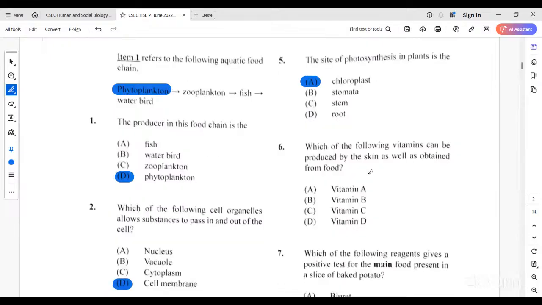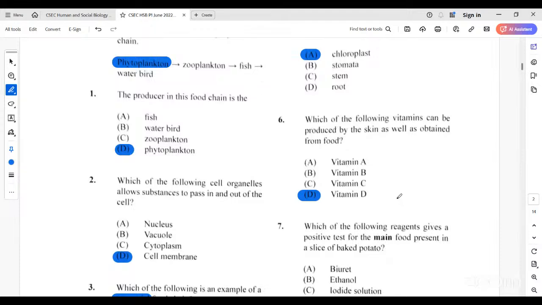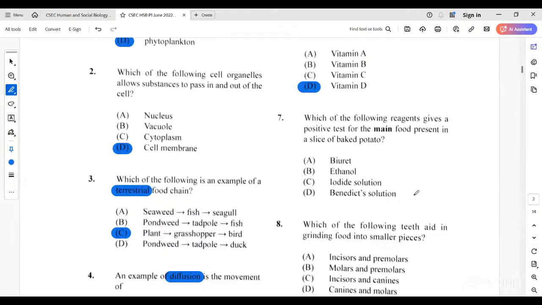Question 6. Which of the following vitamins can be produced by the skin as well as obtained from food? And this is so popular in the Caribbean because the Caribbean just has hot sun and plenty rain. So we know vitamin D can be produced in the skin from sunlight. Question 7. Which of the following reagents give a positive test for the main food present in a slice of baked potato? This was also a paper 2 question in January 2025. Yeah. And I hope everyone is thinking about the starch test, which means iodine solution is in place.